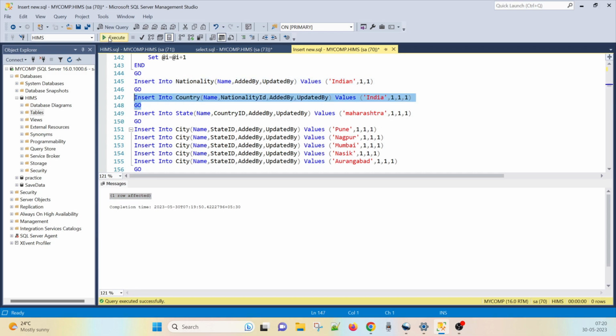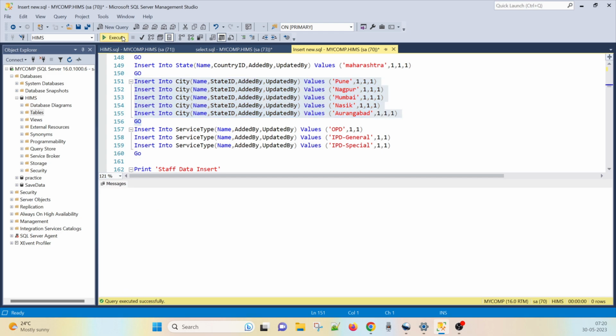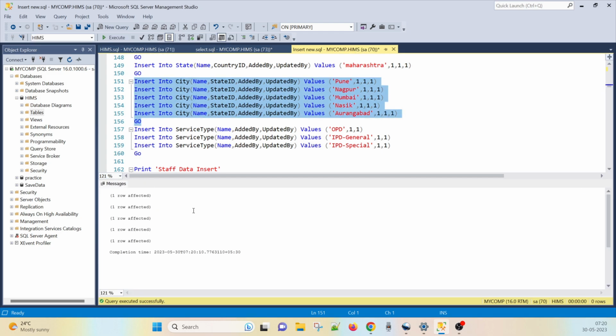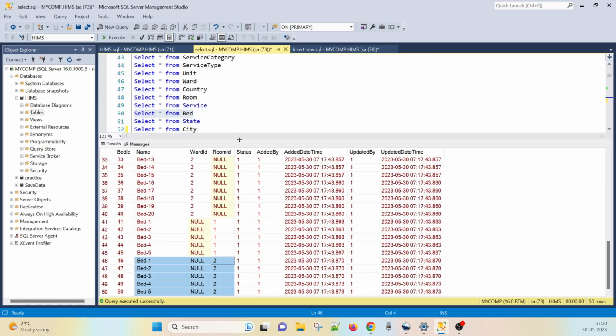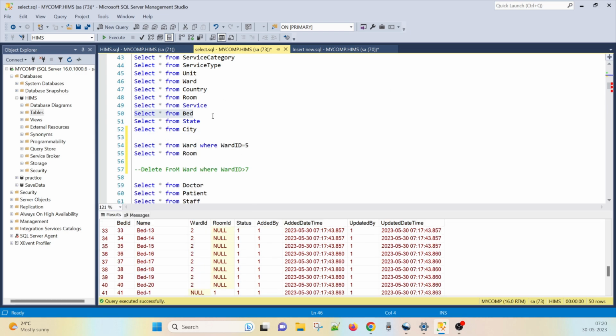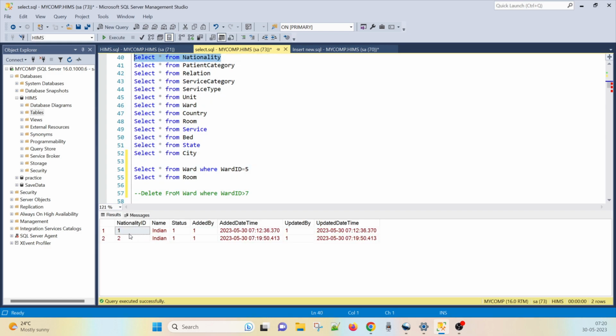And next one is the country. Means how much records inserted into the country table. One record. Then state, one record. Then in city there are 5 records inserted. So let's see till the country, state, city, nationality. Nationality, you could see, yeah, 2 records because I inserted twice.